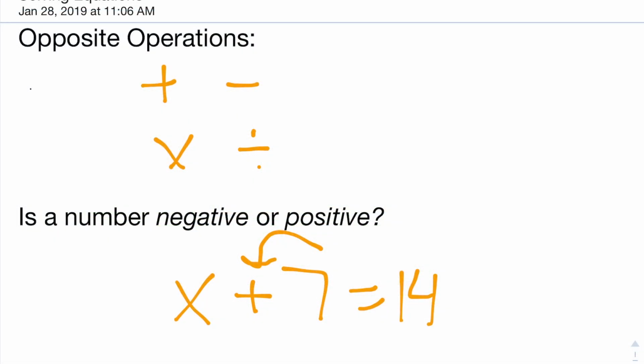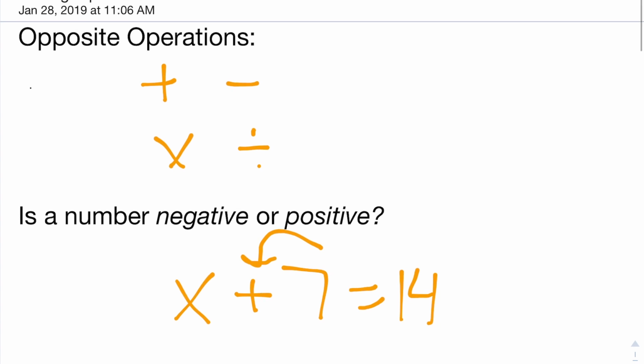This is part 4 to solving equations. This time we're going to be looking at what to do with those fractions. So I have our reminders up here that we've been talking about for the last couple videos. The opposite operations: if I'm adding something, I need to subtract. If I'm multiplying something, I need to divide. If I'm dividing something, I need to multiply.